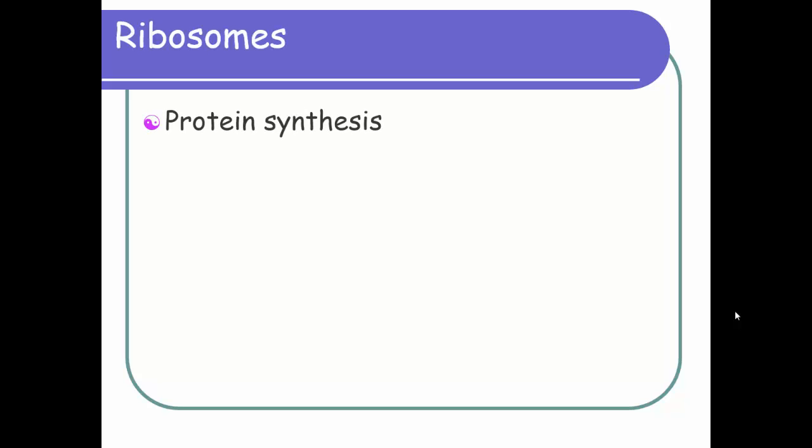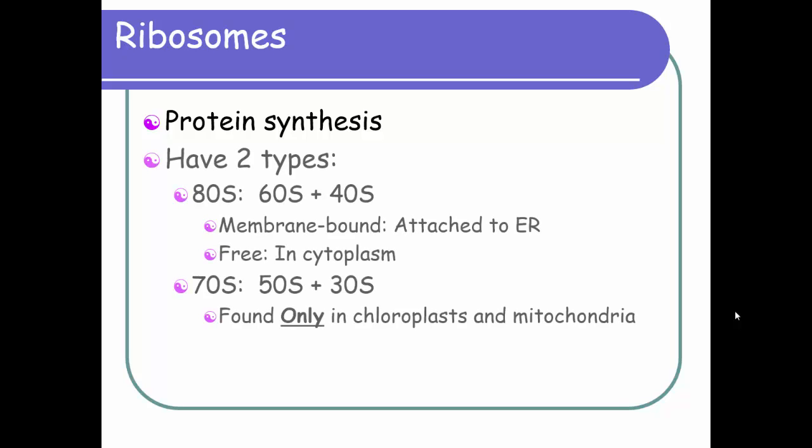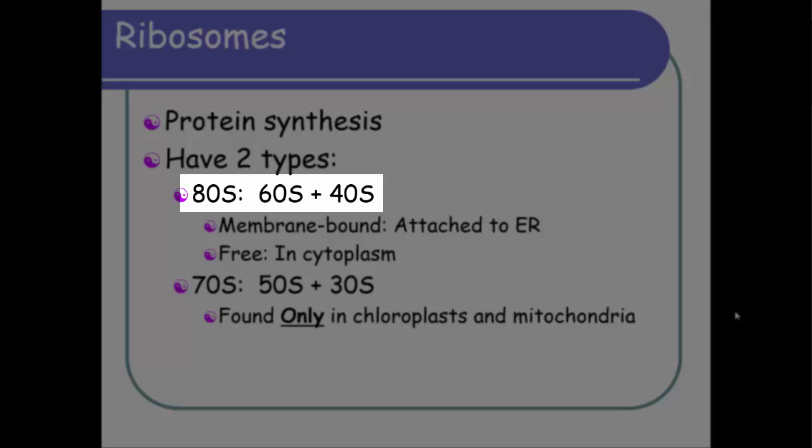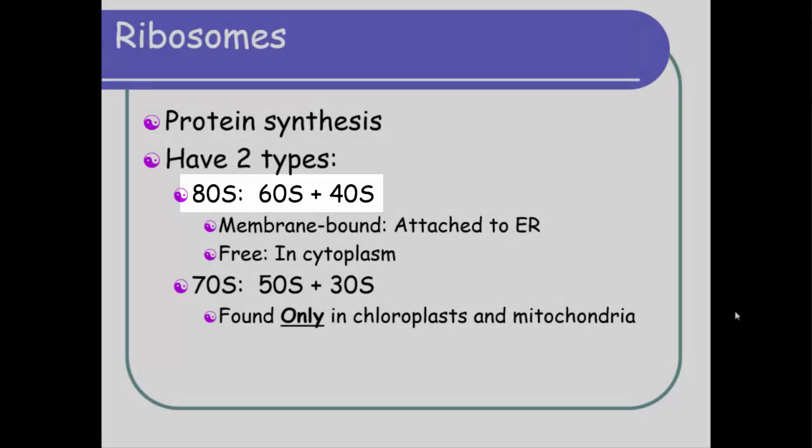The ribosomes also are involved in protein synthesis in eukaryotic cells, but now we have 2 different types. The primary type of ribosome found in eukaryotic cells is the 80S. This is made up of two subunits, 60S and 40S. Yes, again, I know, they don't add up to 80. Just accept it. They are found on membranes attached to the endoplasmic reticulum or free-floating in the cytoplasm.